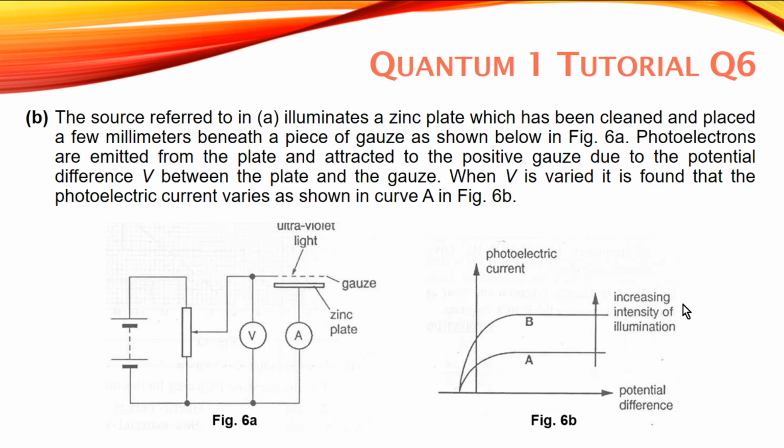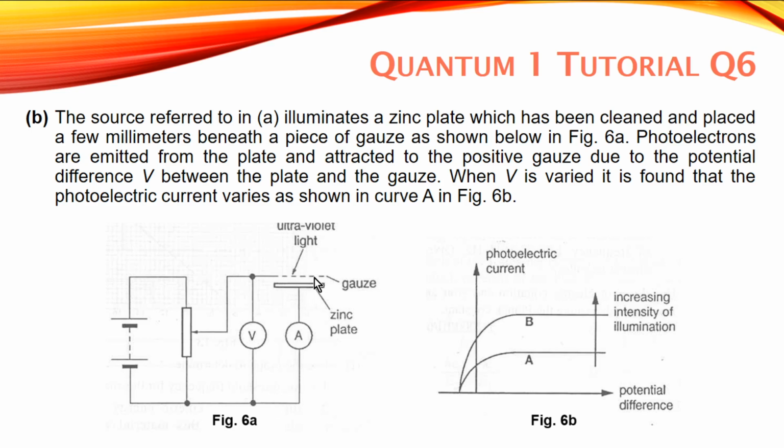Part B, we have a diagram showing the photoelectric effect experiment. The source referred to in A, which is here, the ultraviolet light source, illuminates a zinc plate, which is here. The zinc plate is cleaned, and that's what we want if we want to demonstrate the photoelectric effect. This zinc plate is placed just a few millimeters beneath a piece of gauze, as shown in figure 6a.